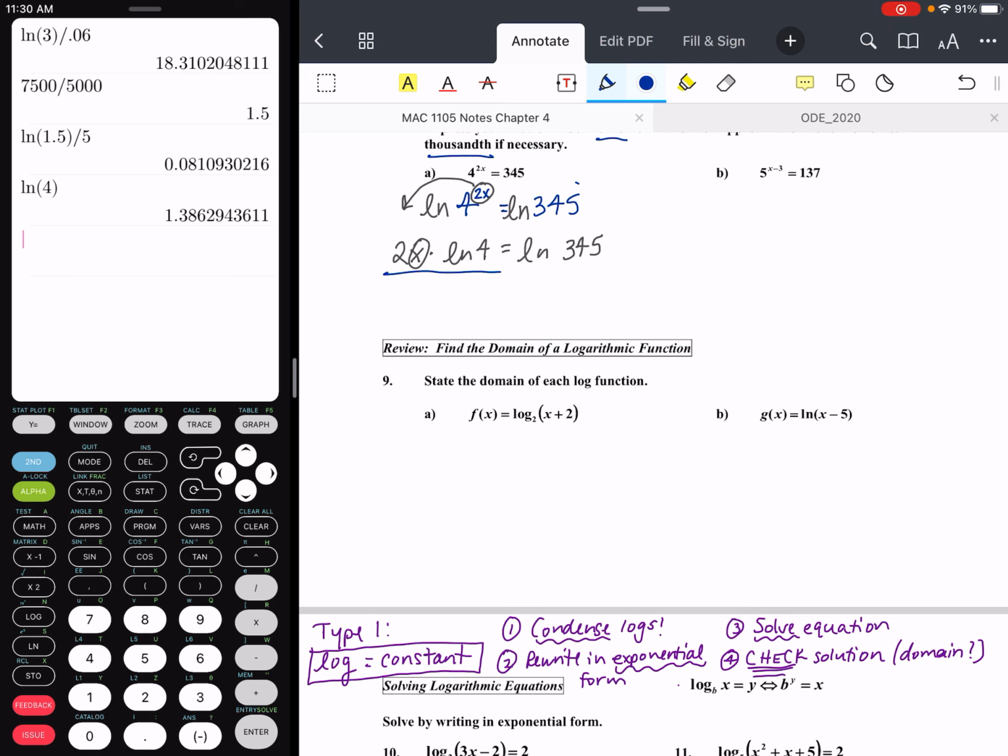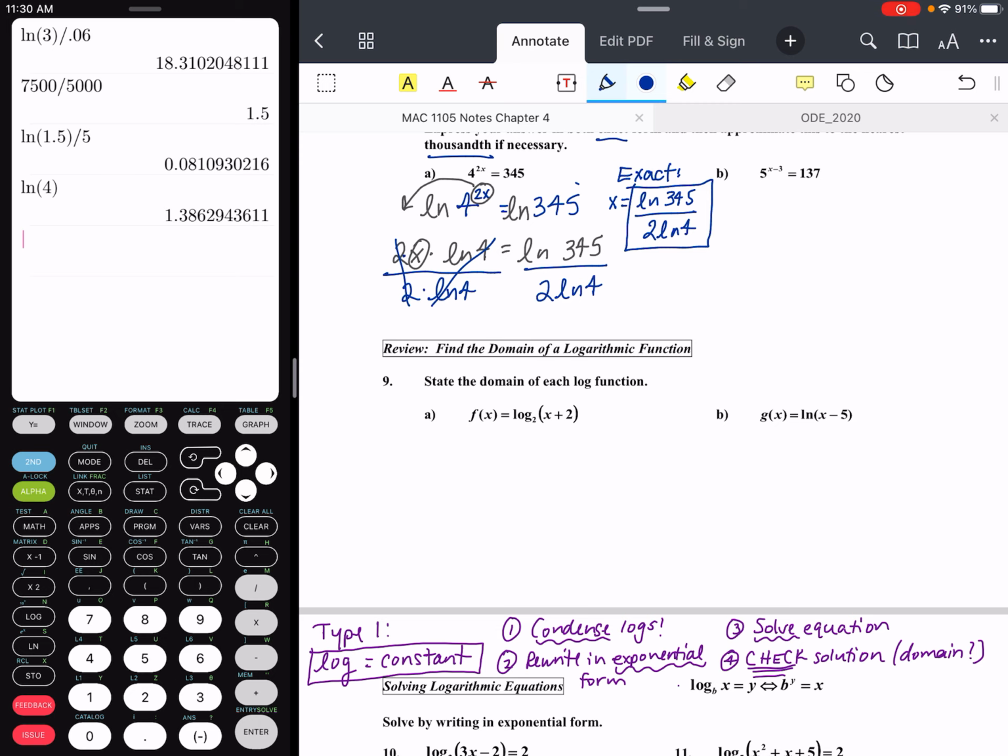So to isolate x, everything currently is being multiplied by x on the left side. So I'm going to divide by that 2, and I'm going to divide by the natural log of 4. And I'll match it on the right-hand side to natural log of 4. You can write that multiplication symbol, but you don't need it, doesn't matter. So these cancel out on the left, and these guys cancel out on the left. So our exact answer, x equals the natural log of 345 divided by 2 times the natural log of 4.